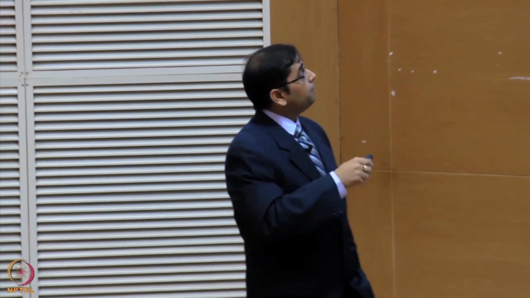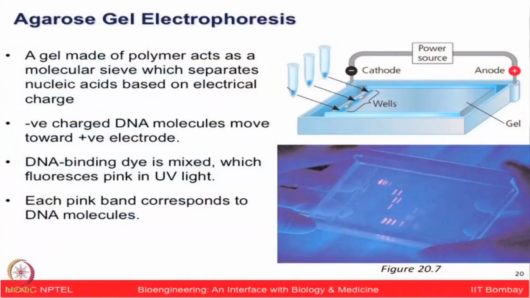So, a technique which is known as agarose gel electrophoresis is useful for separating DNA on gel matrices where the DNA is negatively charged, so it can move towards the positive electrode, and this property is being used to separate DNA in this particular type of gel electrophoresis.